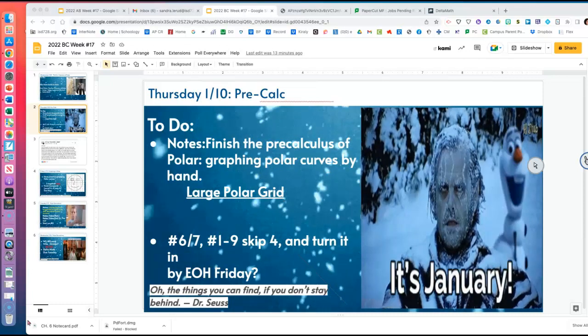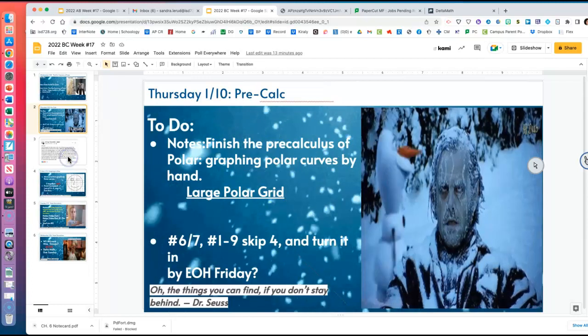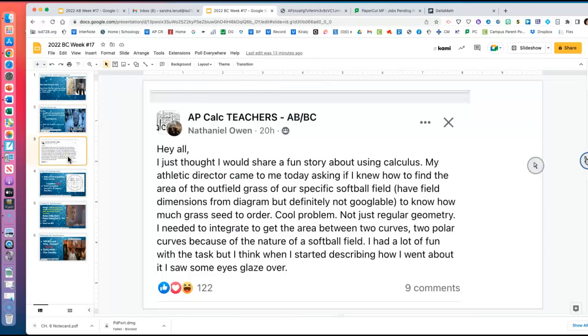In my nerdy Facebook group yesterday, somebody posted something that dealt with both of us. We're doing AB today and BC. They said that their athletic director asked the calculus teacher if they knew how to find the area of the outfield grass of their very specific softball field, to know how much grass seed to order for the field. It ended up being not just regular geometry.